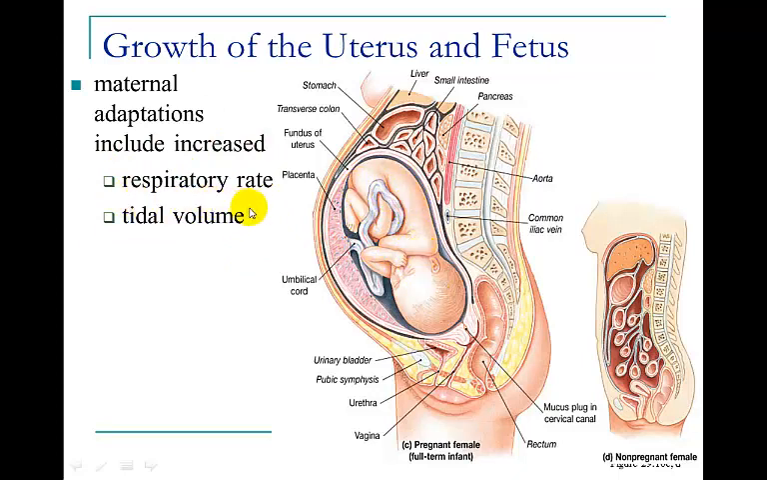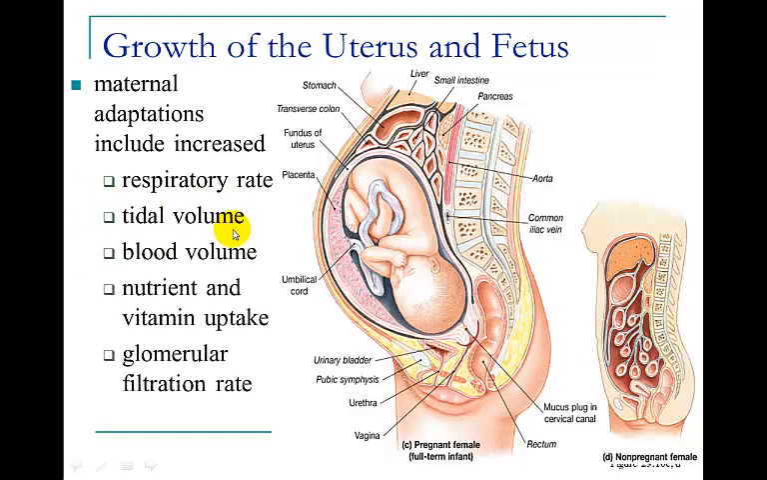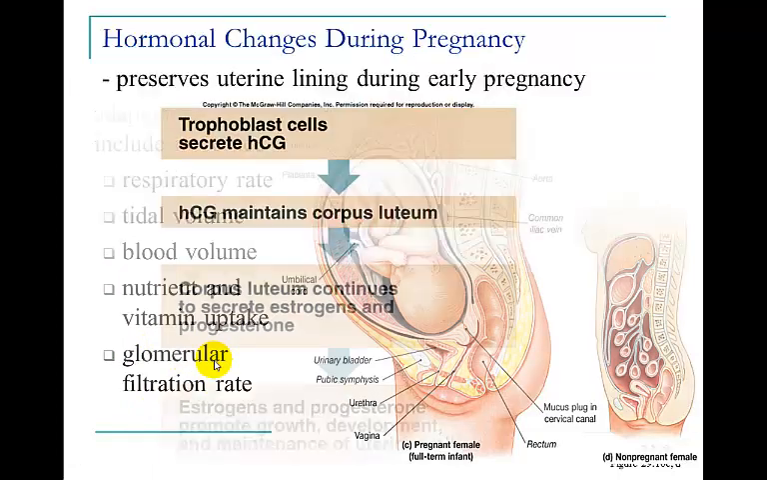So respiration rate in the mother will increase, tidal volume, the amount of air coming in and out, will increase, the blood volume of the mother will increase. She takes up more nutrients and vitamins because it's going to be needed for the developing fetus, and her glomerular filtration rate increases as well. So all of these changes are happening in the maternal body.